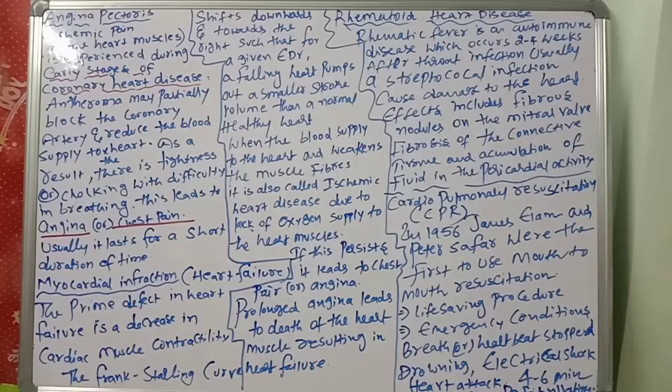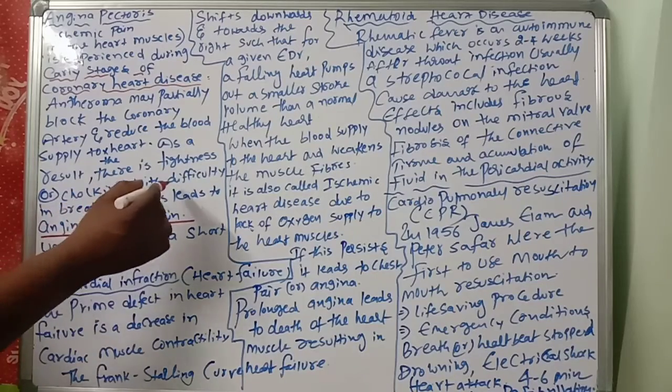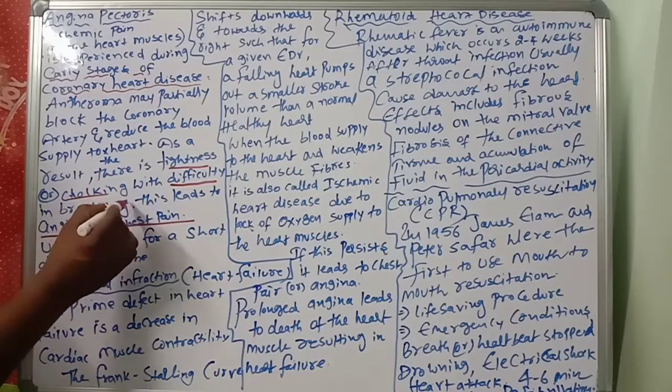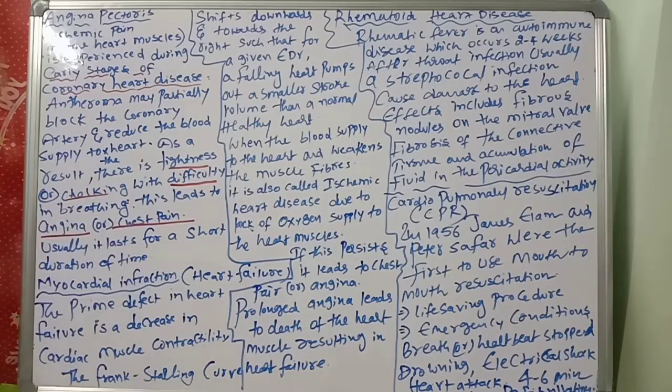So what are the symptoms? Tightness and difficulty in breathing. Tightness, choking with difficulty in breathing. This leads to angina and chest pain. So this is one of the disorders of the circulatory system.